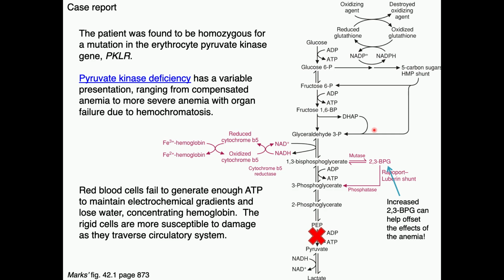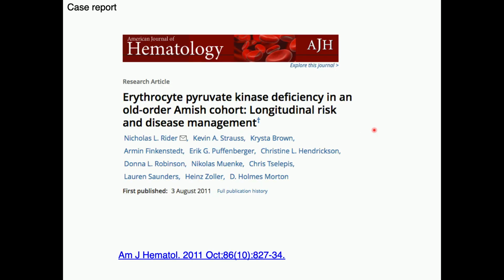Okay. Any questions about this condition? And this comes from a case report 10 years ago or so from the U.S. here. Okay, so that's, I guess, the second most common of the red blood cell enzymopathies. Glucose 6-phosphate dehydrogenase deficiency is the most common one. Should we try a few quick clicker slides?